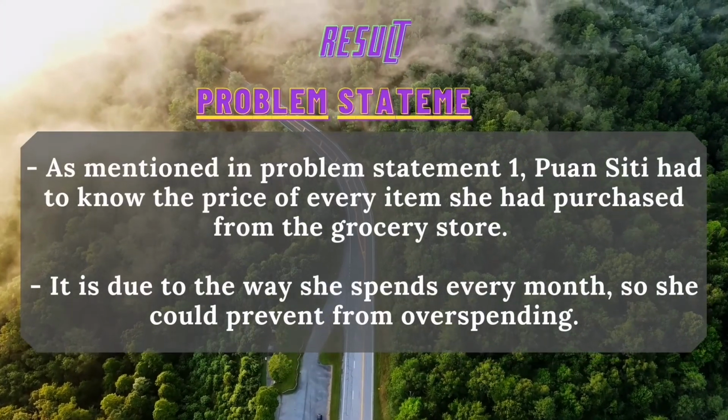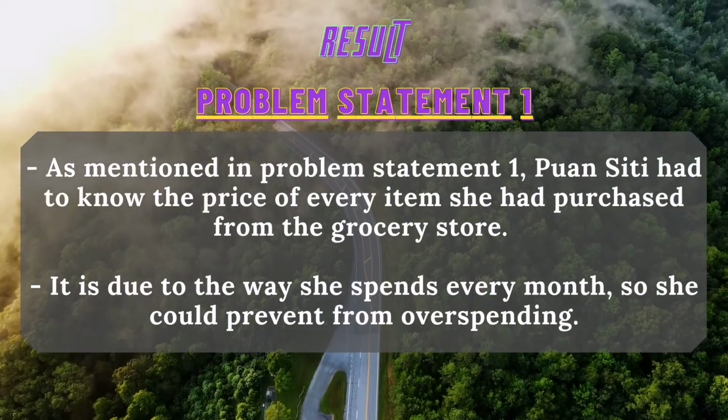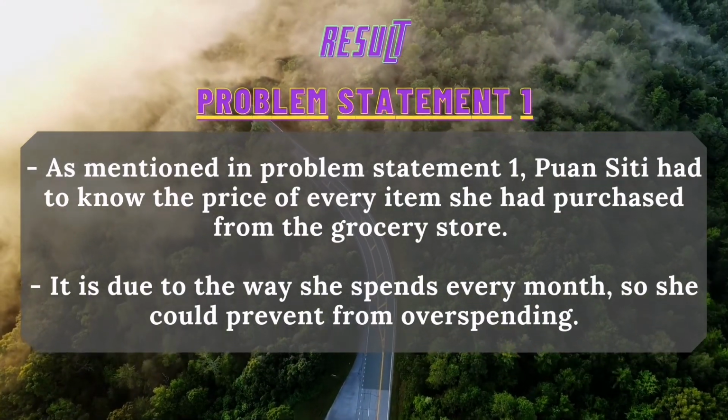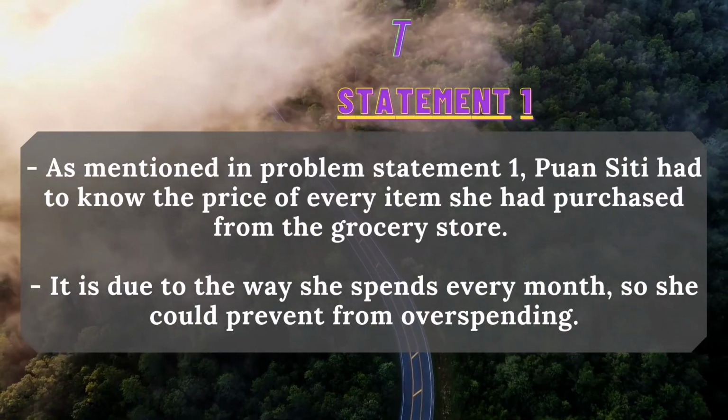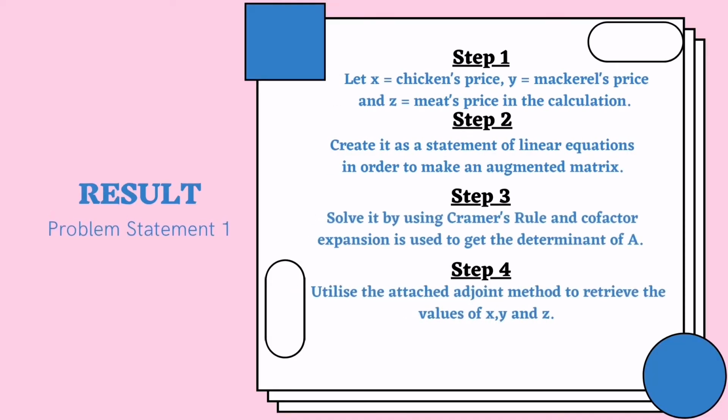As mentioned in problem statement 1, Puan Siti had to know the price of every item she had purchased from the grocery store. It is due to the way she spends every month, so she could prevent overspending. The first step in the calculation is to let x be the chicken's price, y the mackerel's price, and z the meat's price.